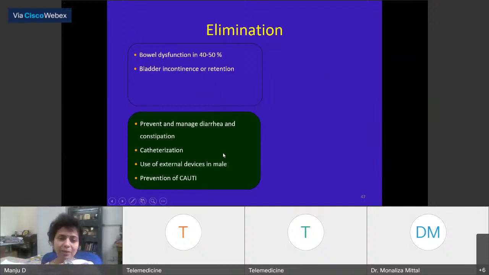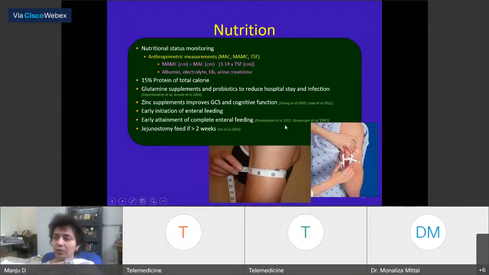Elimination management is very, very important. Management of diarrhea and prevention of constipation are very important to facilitate GI feeding, because it has a direct role in nutrition. So, to summarize briefly, this is a summarizing slide.